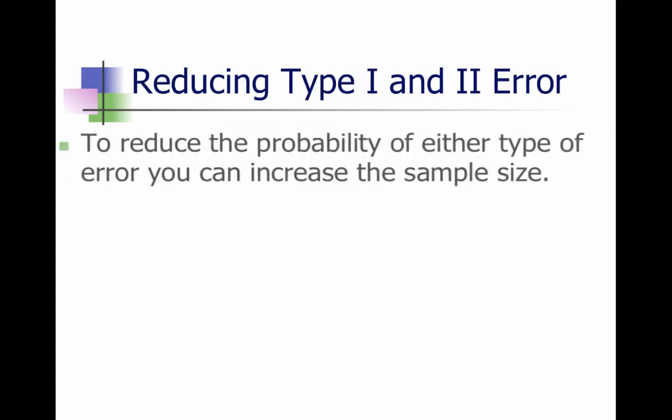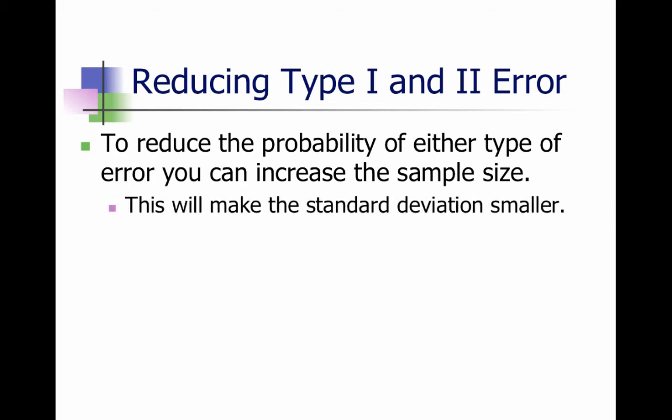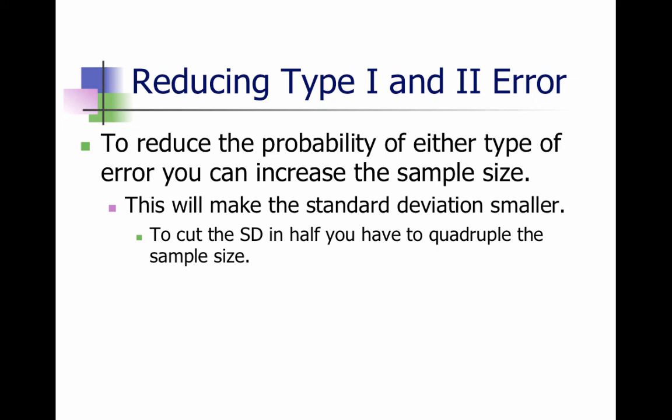So how do we reduce error? To reduce the probability of either type of error, you can increase your sample size. Increasing sample size typically makes everything better. This is because it ends up making your standard deviation smaller, so you have less variance. To cut the standard deviation in half, you would have to quadruple the sample size because you're taking the square root of it, and the square root of 4 is 2.